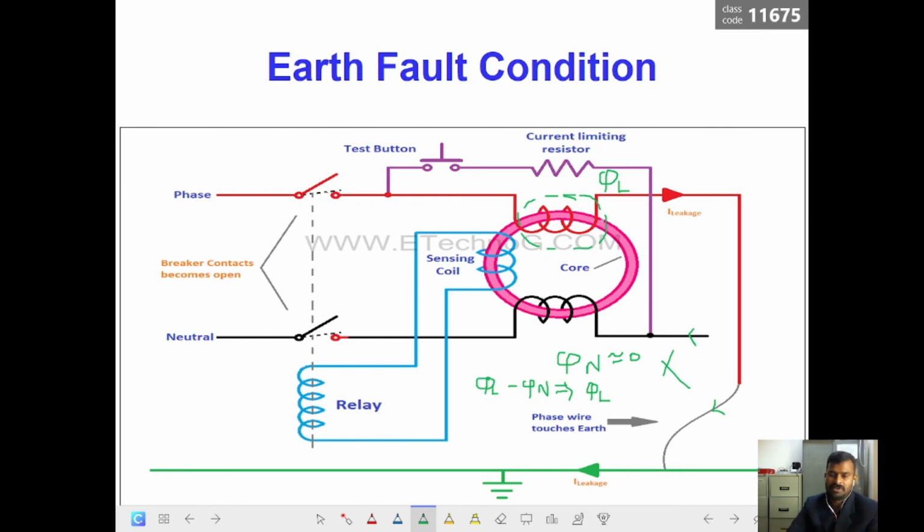This phi L flux would start circulating the current here. This current would flow in the sensing coil, and the sensing coil will get the electrical potential. So the sensing coil will get magnetized. Because of this magnetization, the switches will open. Though it is not shown in a proper way here, it will push so that the contacts will open. Understand? So this is how the RCD works.